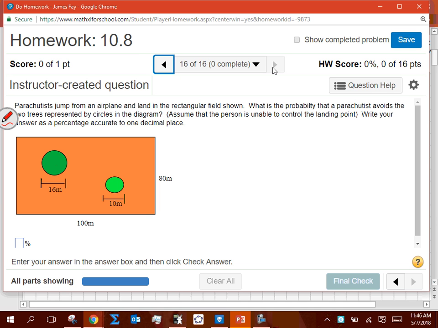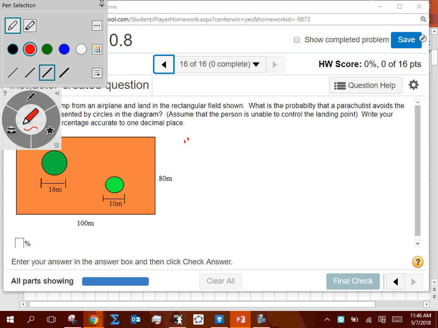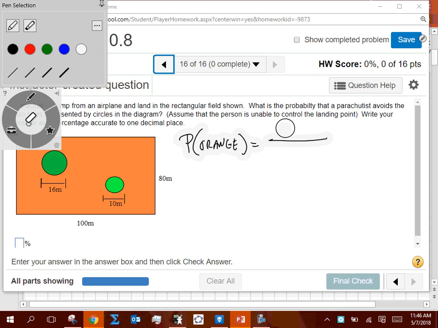a couple different things we could do here. Basically what I ask is, what's the probability of landing in the orange, right? Okay. We could find the probability of landing in the orange a couple different ways. We could say that is, obviously, the orange divided by the total rectangle, correct?